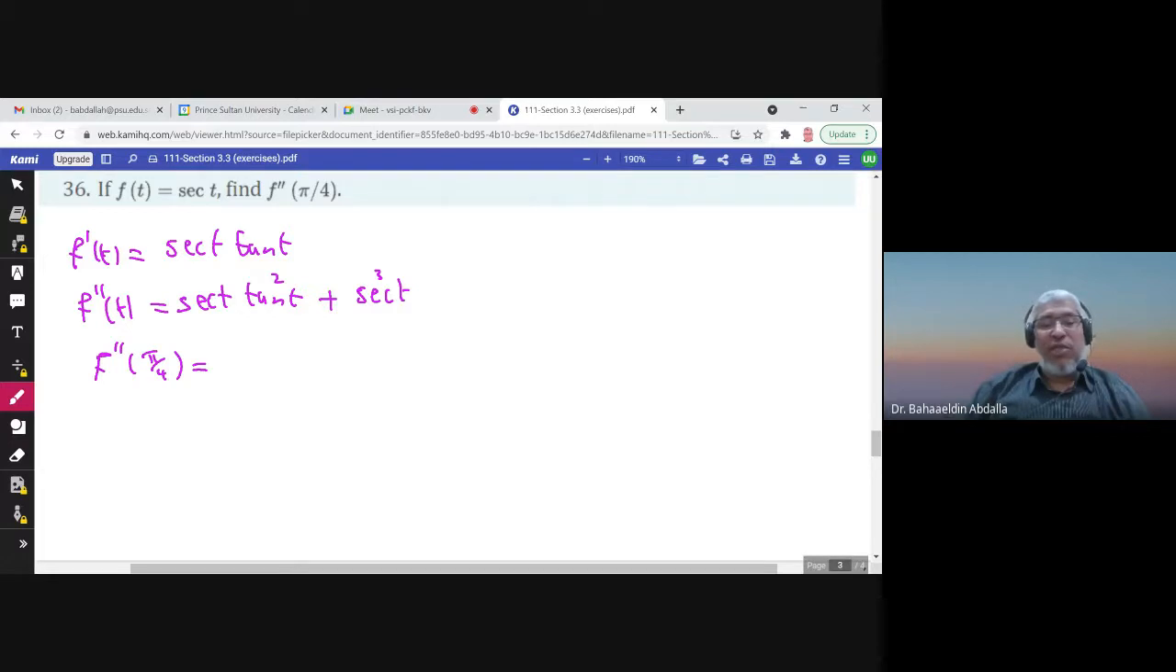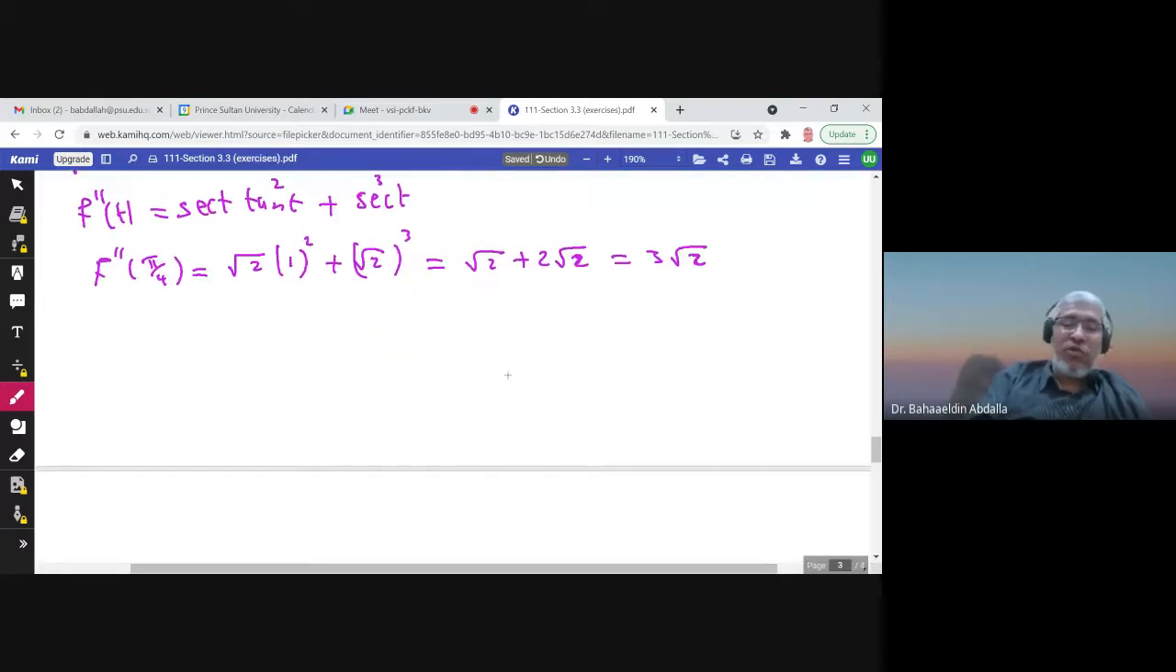So secant pi over 4 is just square root of 2, while tan pi over 4 is 1 squared, and secant pi over 4 is square root of 2 to the power 3. So I will have square root of 2 plus square root of 2. When you raise it to the power 3, you have 2 square roots of 2, and then the answer would be 3 square roots of 2.